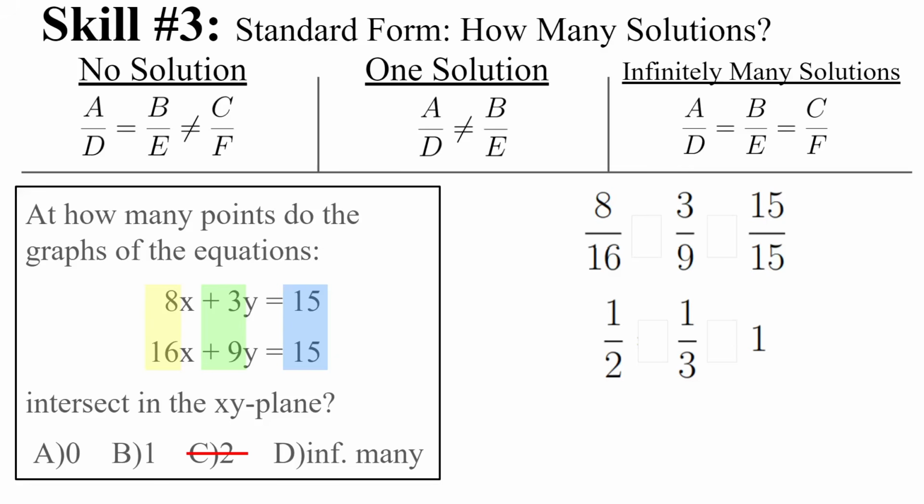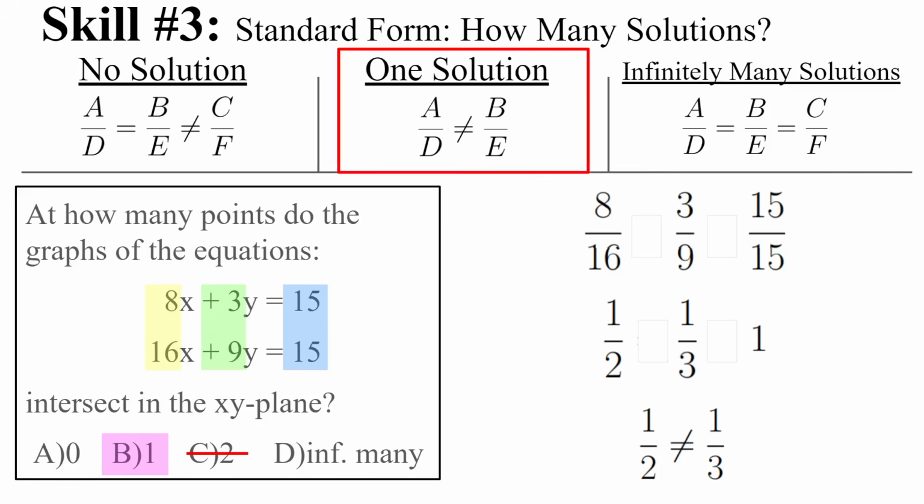I see that the first part, 1/2 and 1/3, is not equal. So I can just stop there. It already has to be one solution. Because remember, that first equal or not equal to sign is the slope, and one solution has to have different slopes. So the slopes are different, so it has one solution, so our answer is B.